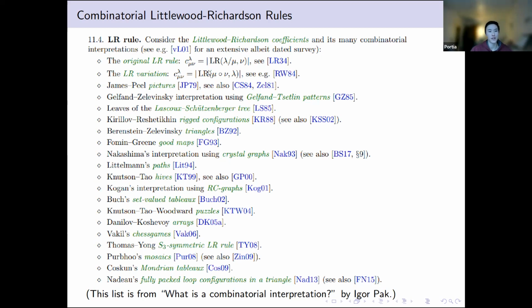So there's a bunch of combinatorial interpretations of Littlewood-Richardson numbers. And this list is just screenshotted from "What is a combinatorial interpretation?" by Igor Pak, so you can just find that if you want. It's a pretty nice list. There's a lot of different ways to do it.